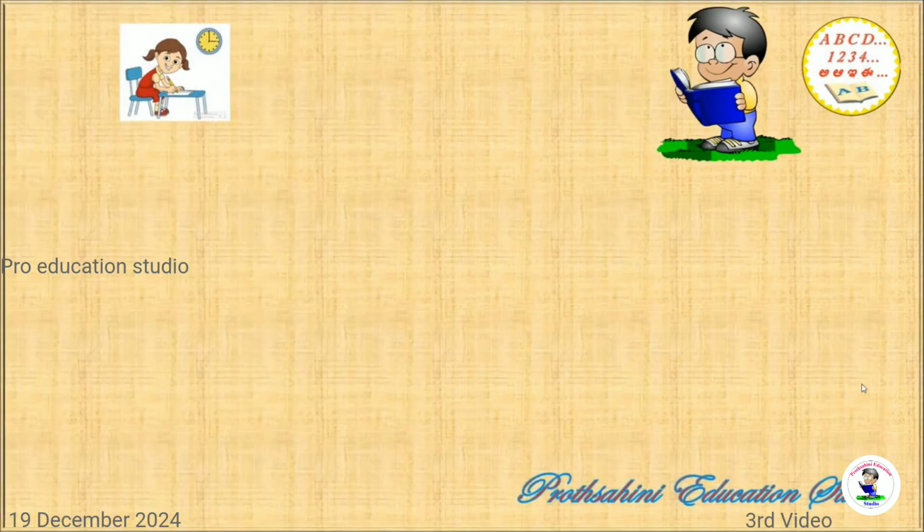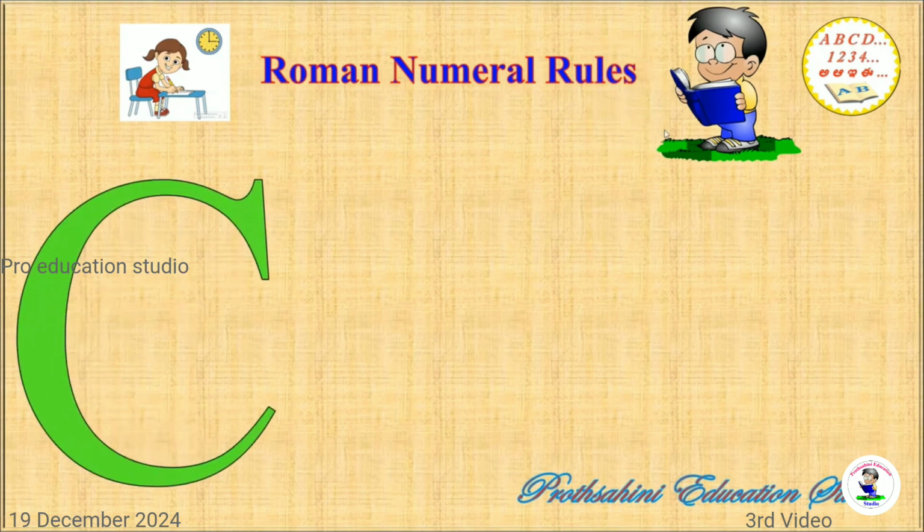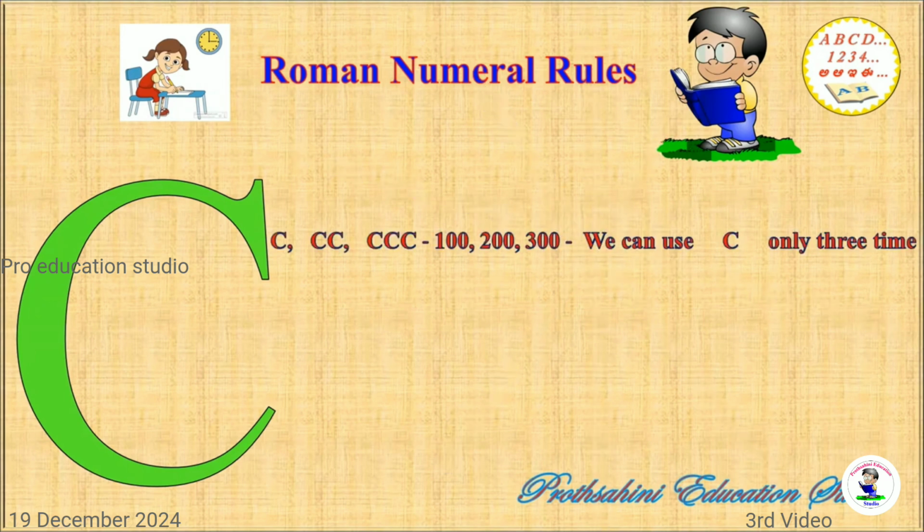Now we will go on to the next. Now you can see what the meaning is. Can you say the topic name, please? That is Roman numeral rules. Now C. What is meant by C? C is equal to 100. Now C.